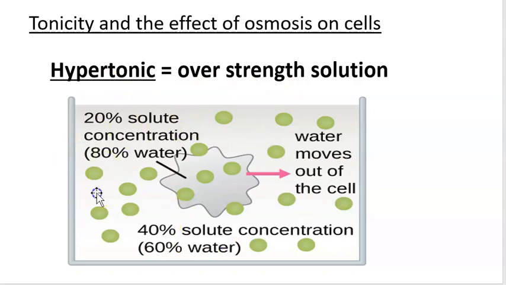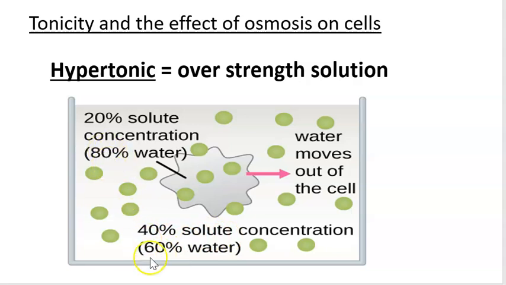And so if you look at this, the solution on the outside of the cell right here has a difference in terms of the water that is on the inside. So your cell starts out with this solution of water right here, and then this solution of solutes in water. So if we look at this, the solution on the outside of the cell has less water and more solutes compared to the inside of the cell. So there you can see the inside of the cell is 80% water and the outside of the cell is 60% water. And so when we look at this, the solution on the outside is hypertonic. It's over strength because there's more solute and there's less water.